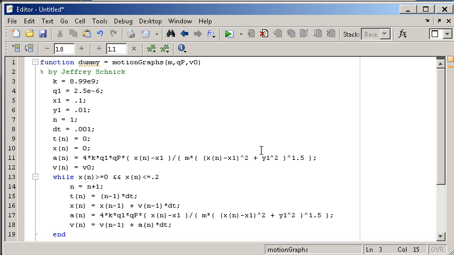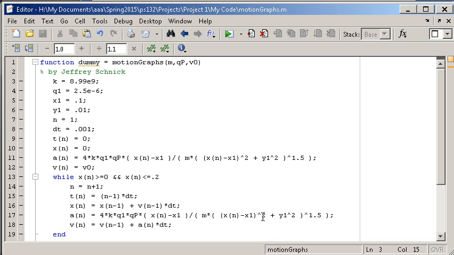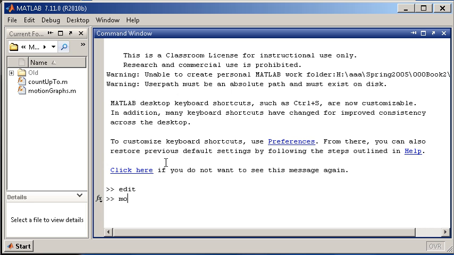So let's try saving this. I'm supposed to use the file name motiongraphs.m. Save motiongraphs.m. And let's see what happens if I try running motiongraphs.m. It takes arguments. It was the mass. Let's try 0.005 kilograms. Oh, cool. As I start to type it in, it tells me what it takes. It takes the charge and the velocity.